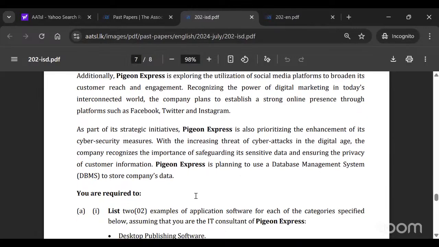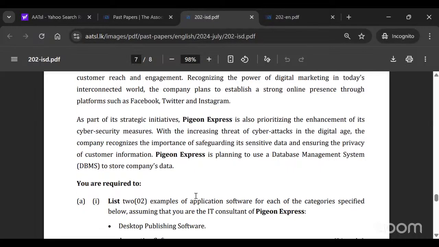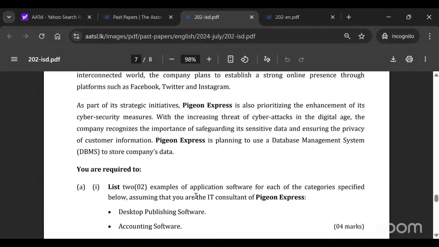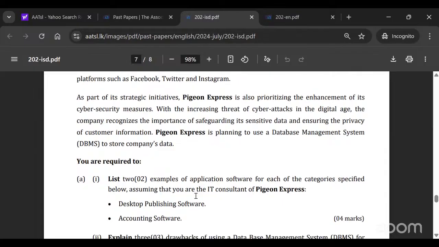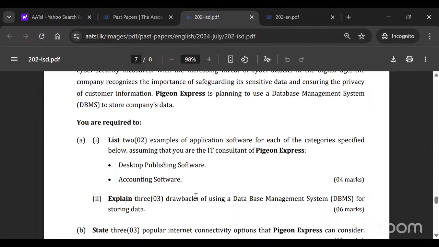As part of its strategic initiatives, Pigeon Express is also prioritizing the enhancement of its cybersecurity measures. With the increasing threat of cyber attacks in the digital age, the company recognized the importance of safeguarding its sensitive data and ensuring the privacy of customer information. Pigeon Express is planning to use a database management system, DBMS, to store the company's data.